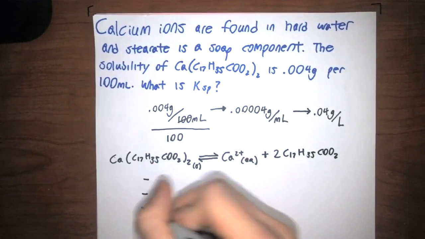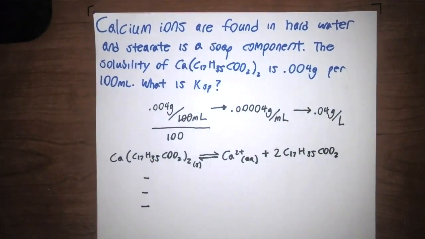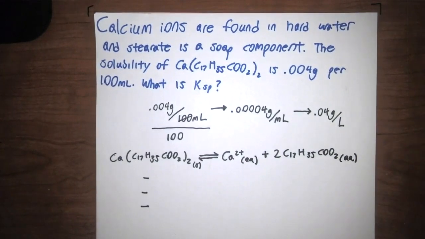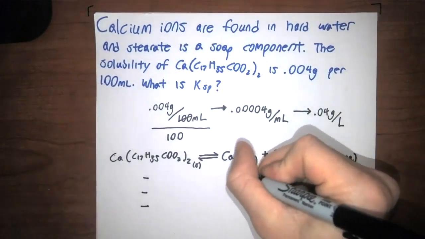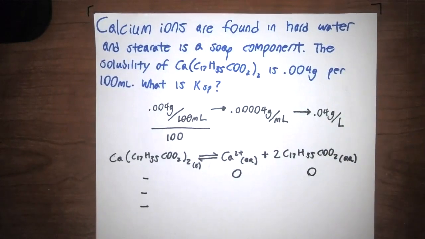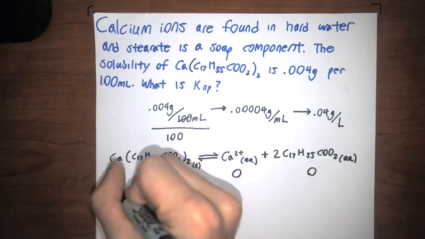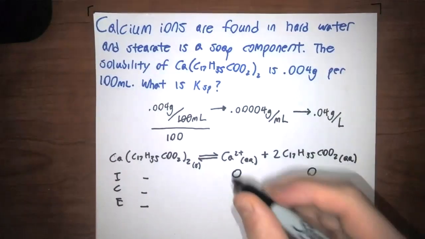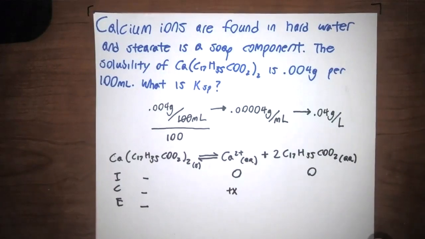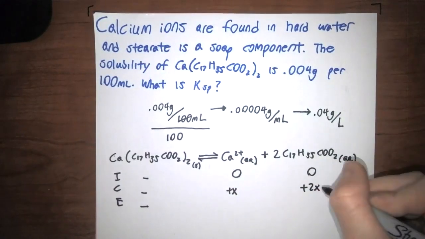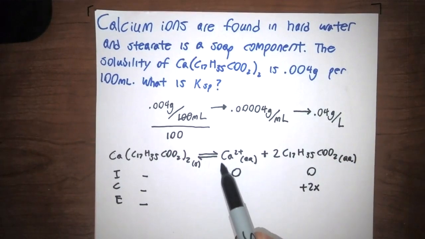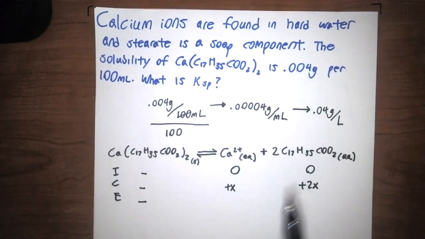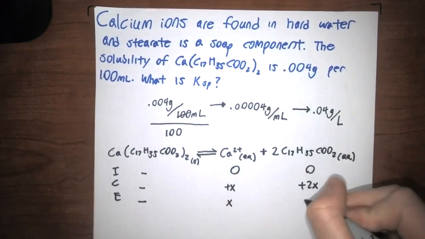Solids don't do anything in equilibrium, right? We never did anything with a solid or a liquid. So in that case, nothing will occur. Stearate is aqueous. We start with 0 on both. What's significant about my change value in the ice table? Oh, we have a 1 and a 2. So I'm adding 1 equivalent of x here, and I'm adding 2 equivalents of x here, right? Because we have stoichiometric coefficients of 1 and 2. Again, stoichiometry still applies because we're looking at a K value. So now we have x and 2x.